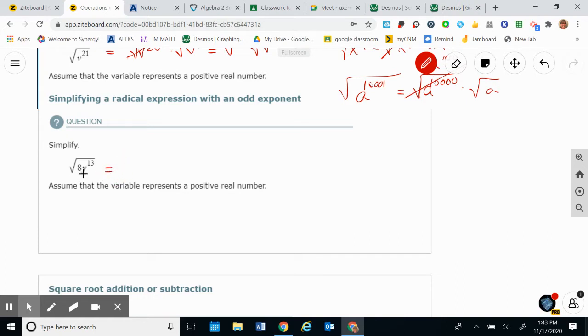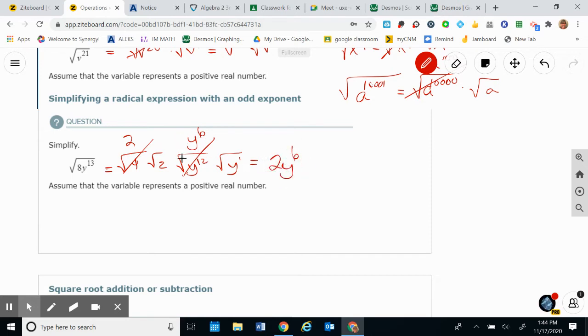Ask yourself, is there a perfect square that goes into 8? And the answer is yes, it's 4. 4 times 2 equals 8. Break y into the next lowest even number, and y. This becomes y to the 6th, and this becomes 2. So the answer is, take the stuff on the outside and put it together: 2y to the 6th.